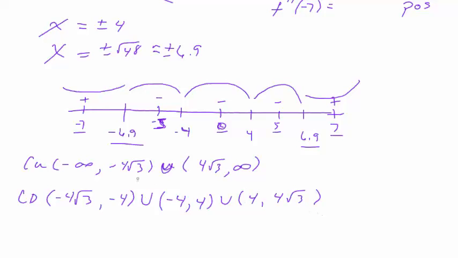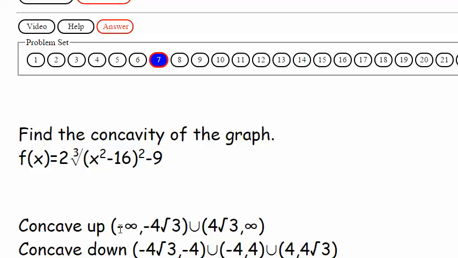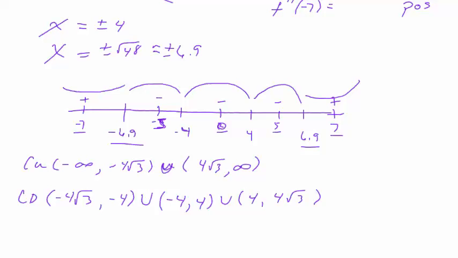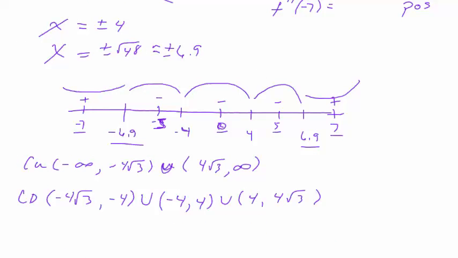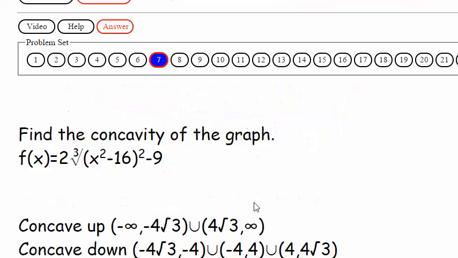Alright, so that's kind of a long problem there, but we got to work that out slowly so you understand what's going on. Okay, let's go back to the web page and take a look at what they got. Okay, so let me kind of flip back and forth here. So concave up, negative infinity to negative 4 square roots of 3 union 4 square roots of 3 to infinity. Okay, that looks good. Okay, we're just making sure everything's correct there.